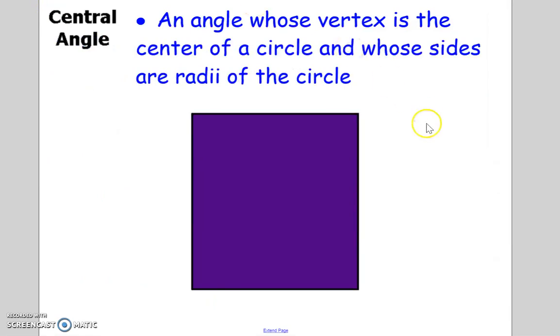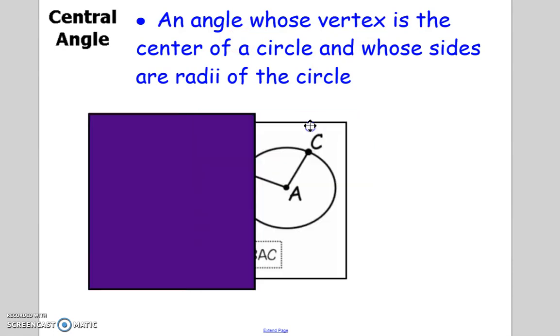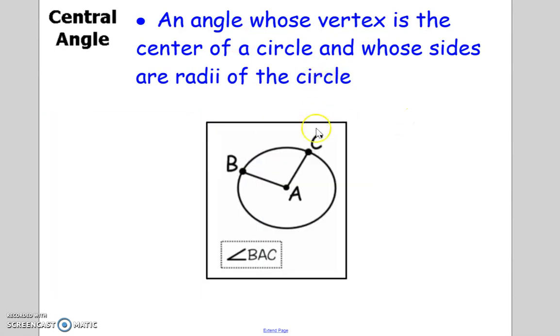A central angle is an angle whose vertex is the center of a circle and whose sides are radii of the circle. So before I show you the picture, think about what that means. The vertex of the angle is the center and the sides are the radii. So it's like a piece of a pie. These are angles that you see all the time. So the center is the vertex and then it goes to the edges of the circle.